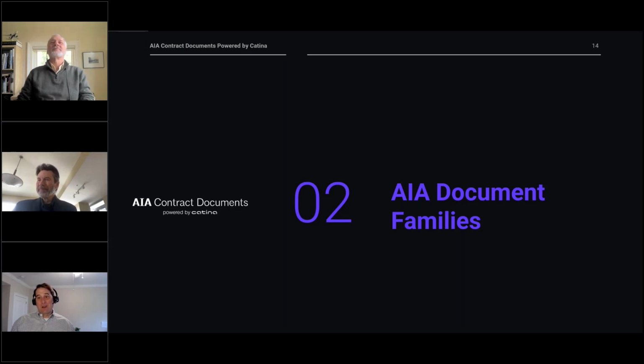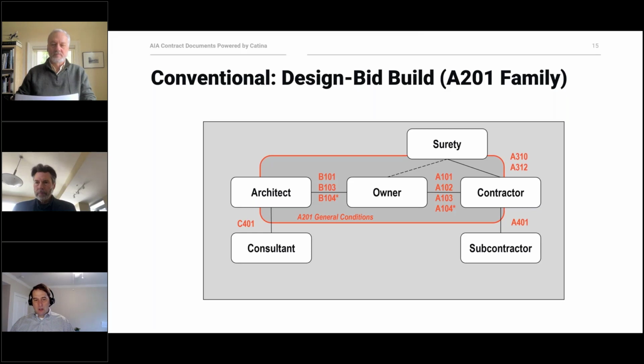Anyway, before we get into the new collaborative CM documents, I wanted to talk about the AIA document families of agreements, and we'll do this relatively quickly, but I mostly just want to set up how we ended up in the CMC world for our more collaborative documents, and it all starts with the conventional design bid build family, because I just want to focus on how this is structured, and this is the traditional way projects are delivered, right?